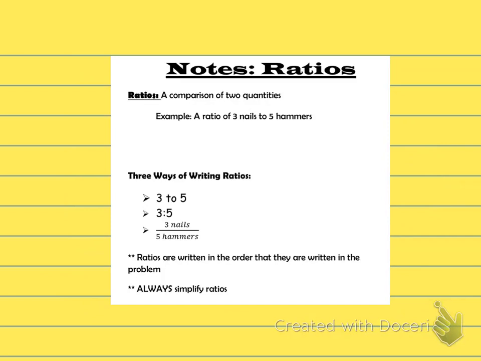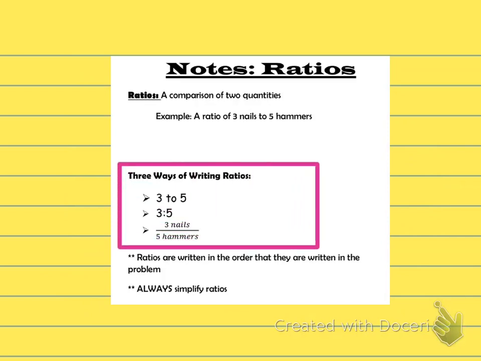There are 3 ways to write a ratio. It is 3 to 5, 3:5, which is also read 3 to 5, and 3 nails over 5 hammers. This way right here is going to be the way that we use most often, fraction form.